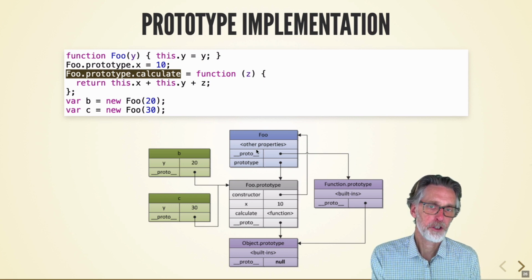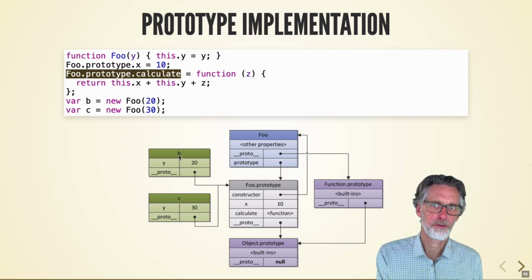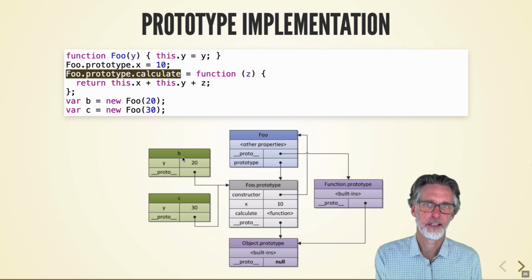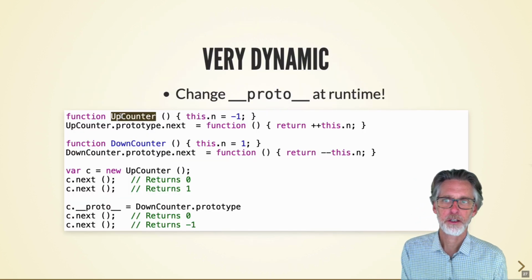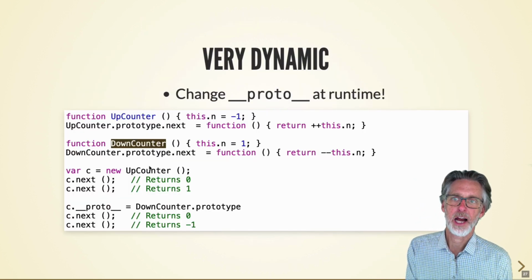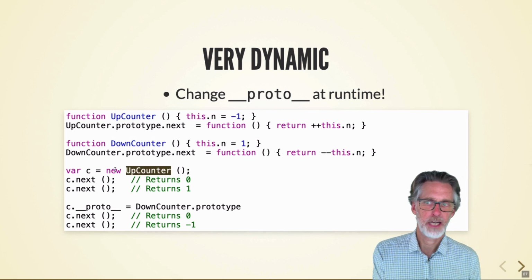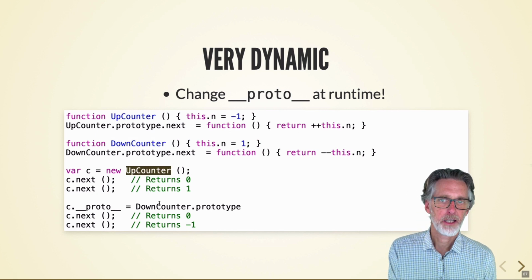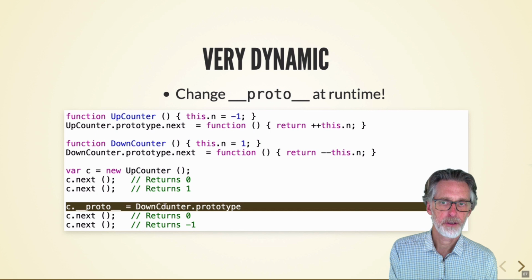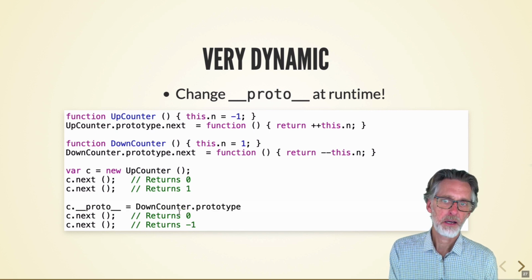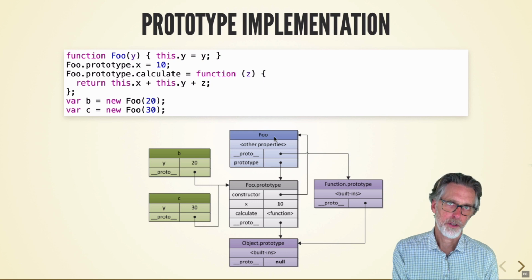Of course, it wouldn't be JavaScript if we couldn't just change all this dynamically. So in addition to being able to add fields to proto objects, we can also change the proto object for an object directly. And so here I have an up counter and a down counter. I can create an up counter and count up for a while. Then I can switch its prototype to the down counter, and now it'll start counting down. So almost all of the links here can be changed dynamically.